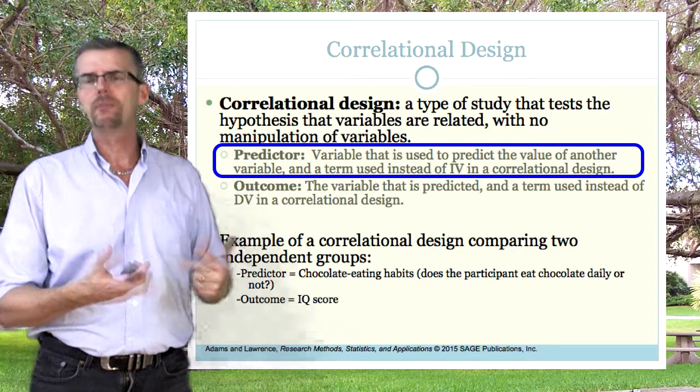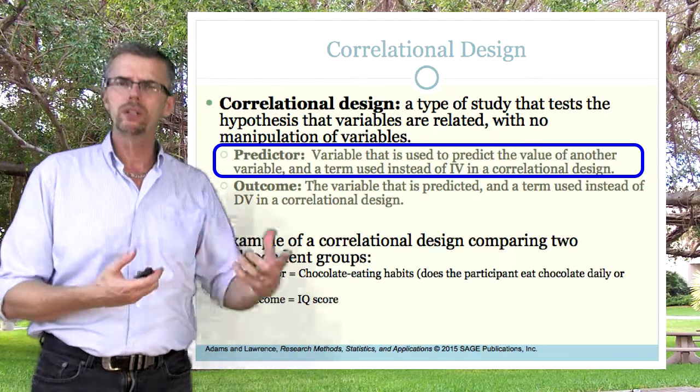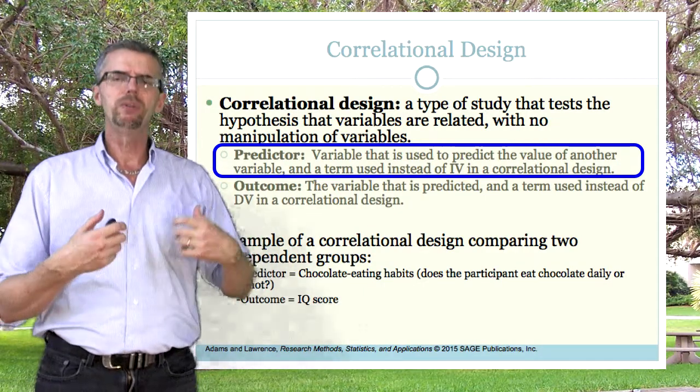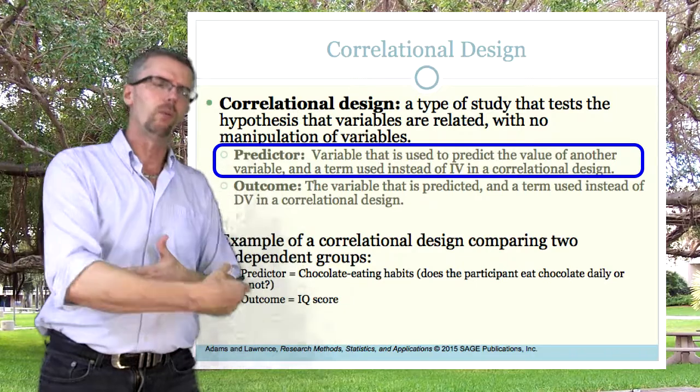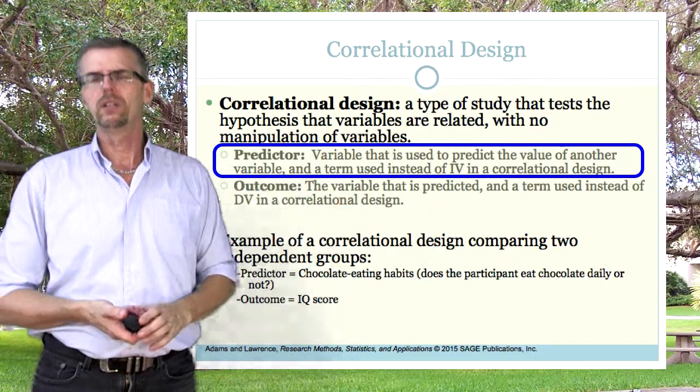I do not subscribe to this thinking that Adams and Lawrence follow, in that you can't use dependent variable and independent variable when you're talking about a correlational design. Instead, I speak very, very clearly between what is, I believe, a correlation and what is a causal link.